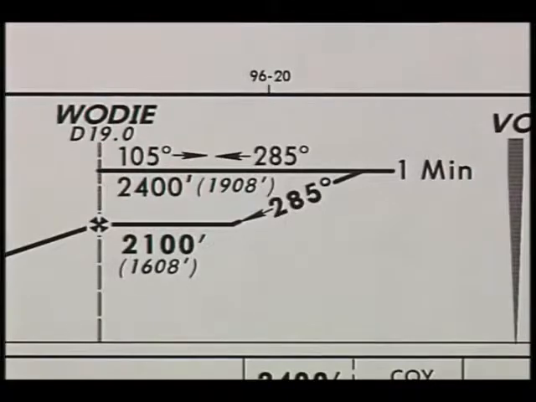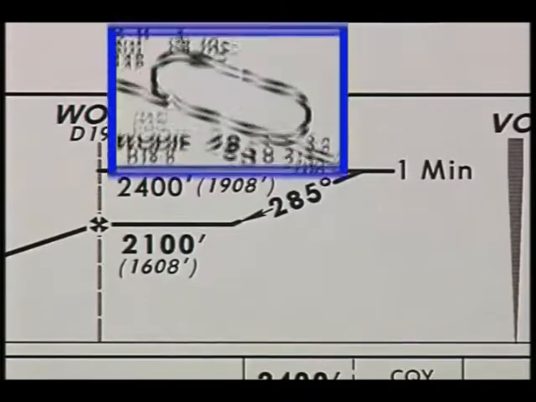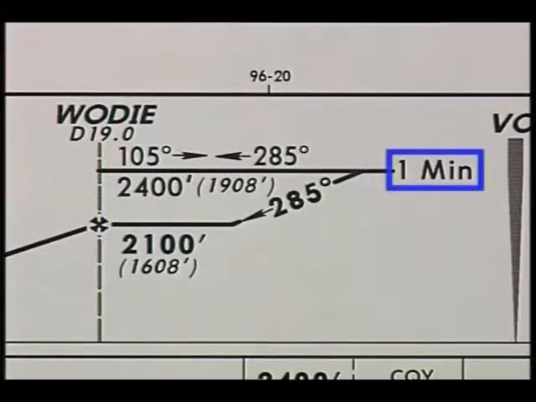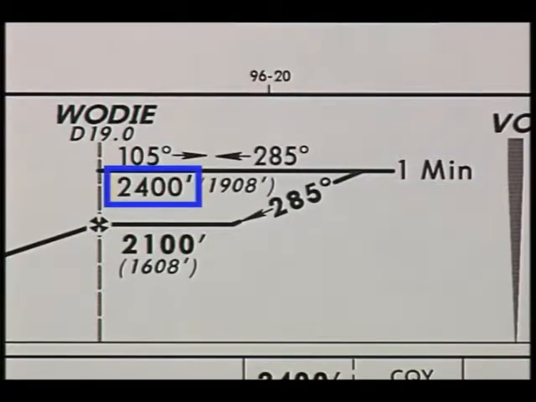On this approach, the 2 facing arrows indicate you must use a holding pattern as your course reversal. You can find the direction of turns on the plan view. 1-minute legs are specified for this holding pattern, and both legs are flown at 2,400 feet.